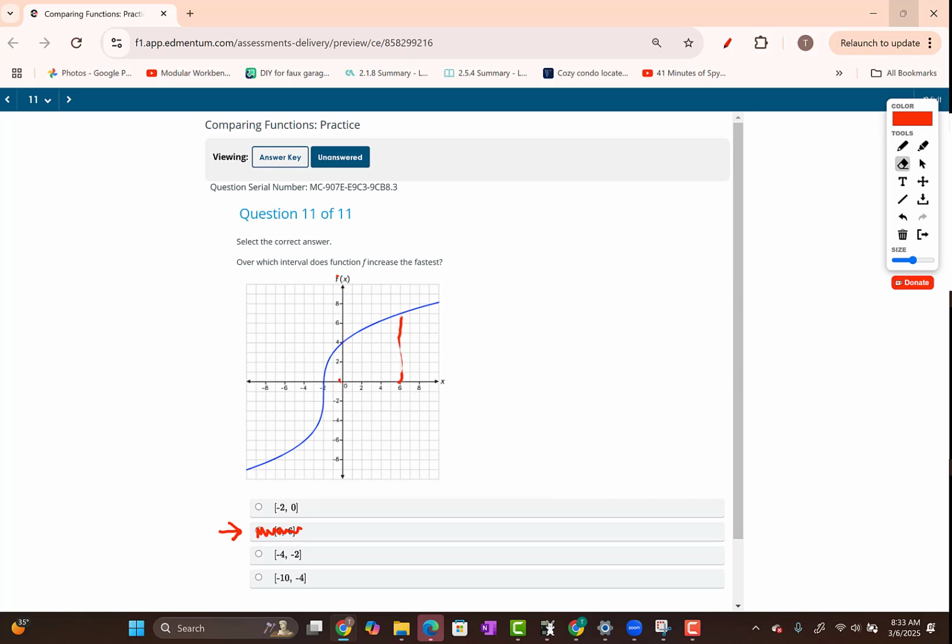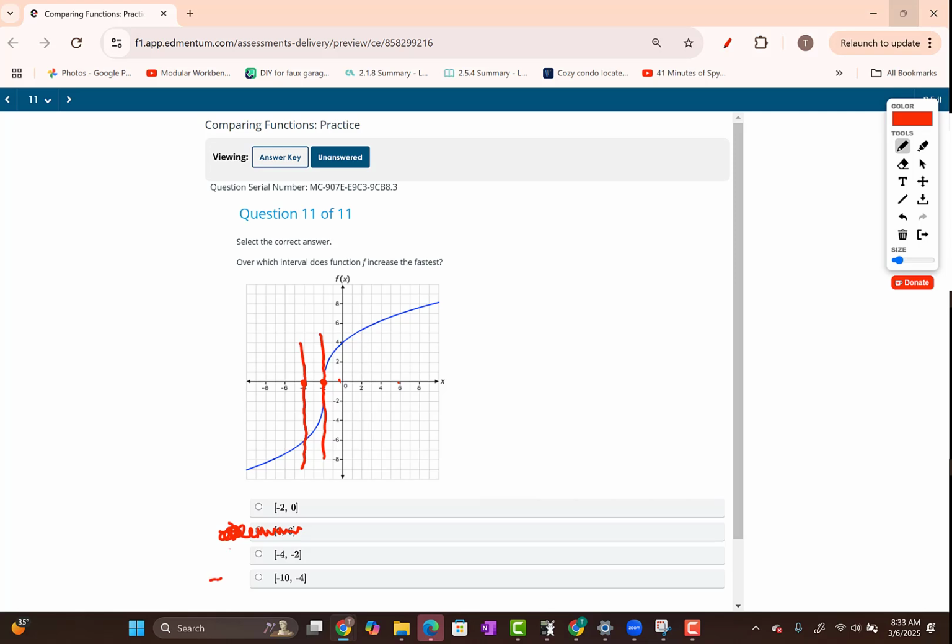Okay, then we're going to look at the third answer choice from -4 to 2. So x equals -4 here to x equals -2 here. So in between these two vertical lines, look at the graph. Is that graph almost going straight up? Pretty close. So that one's increasing pretty darn fast. So I'm not going to cross that one out.